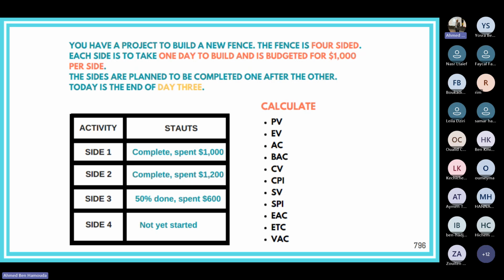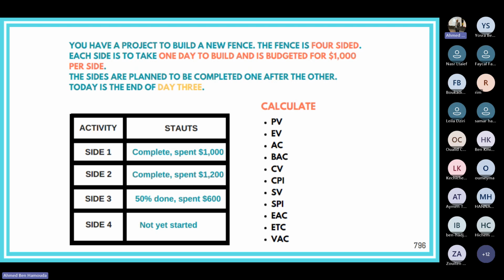Okay. Here's the status so far. Side 1, it's complete and we spent $1,000. Side 2, it's complete and we spent $1,200. Side 3, it's 50% done and we spent $600. And of course, side 4 is not yet started because we're at the end of day 3 anyway.